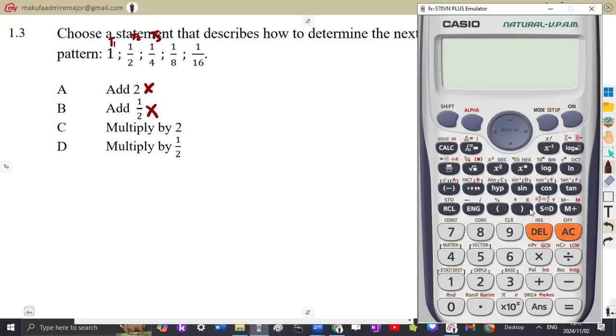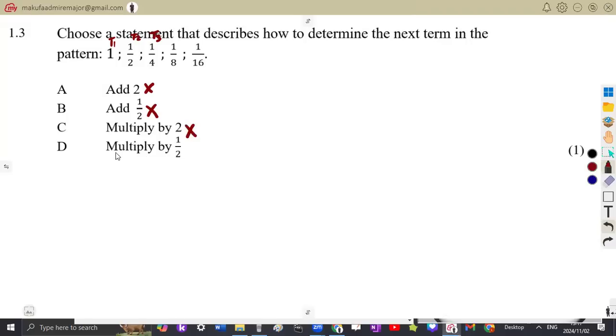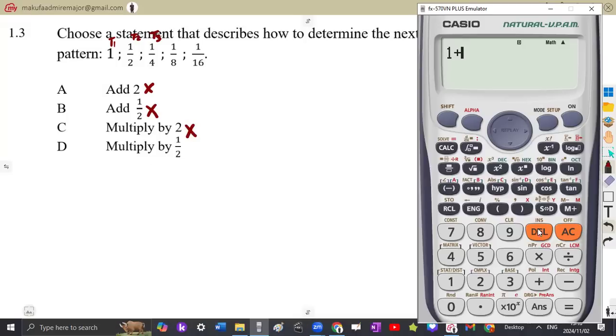1 times 2 is what? 1 times 2 is 2, which is not what we have. Now this one is multiplied by 1 over 2. Okay, let's take 1 and multiply it by 1 over 2. So this is going to give us 1 over 2, which is exactly what we have on the side. The second term is 1 over 2. Remember, we are multiplying by 1 over 2.